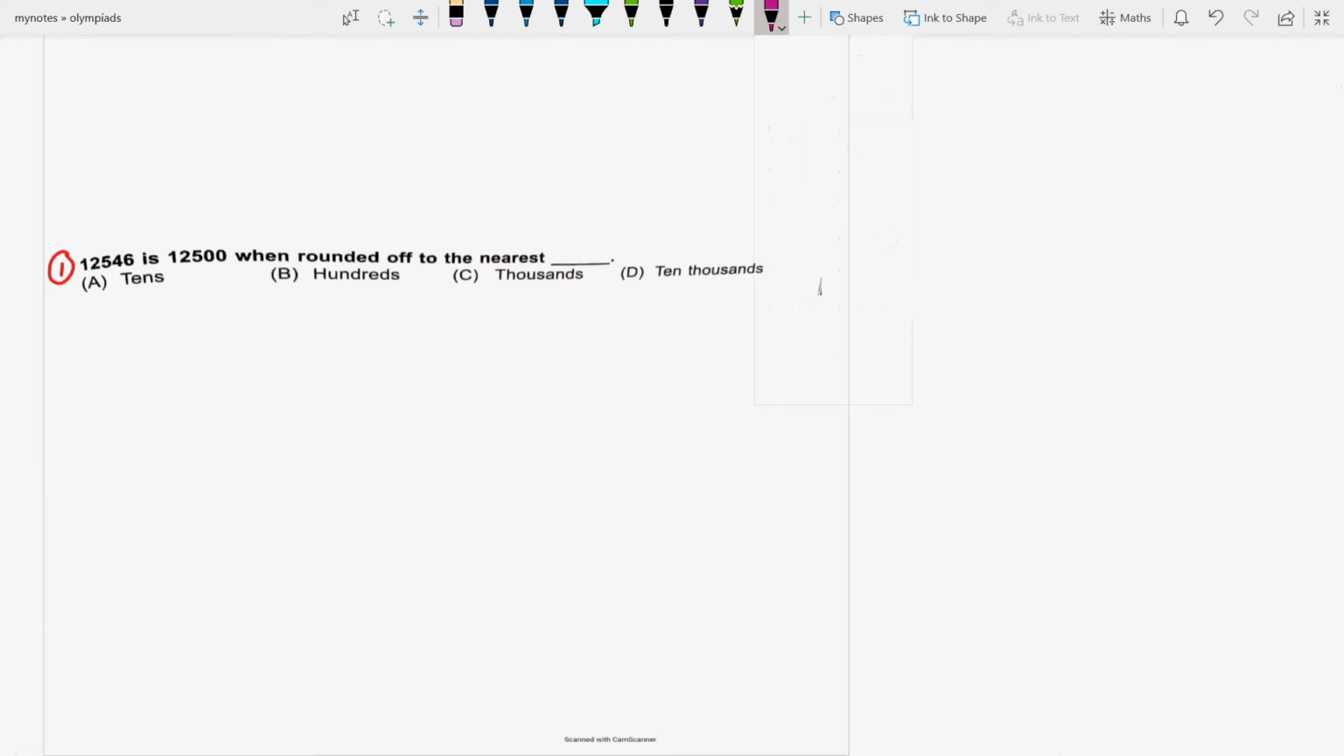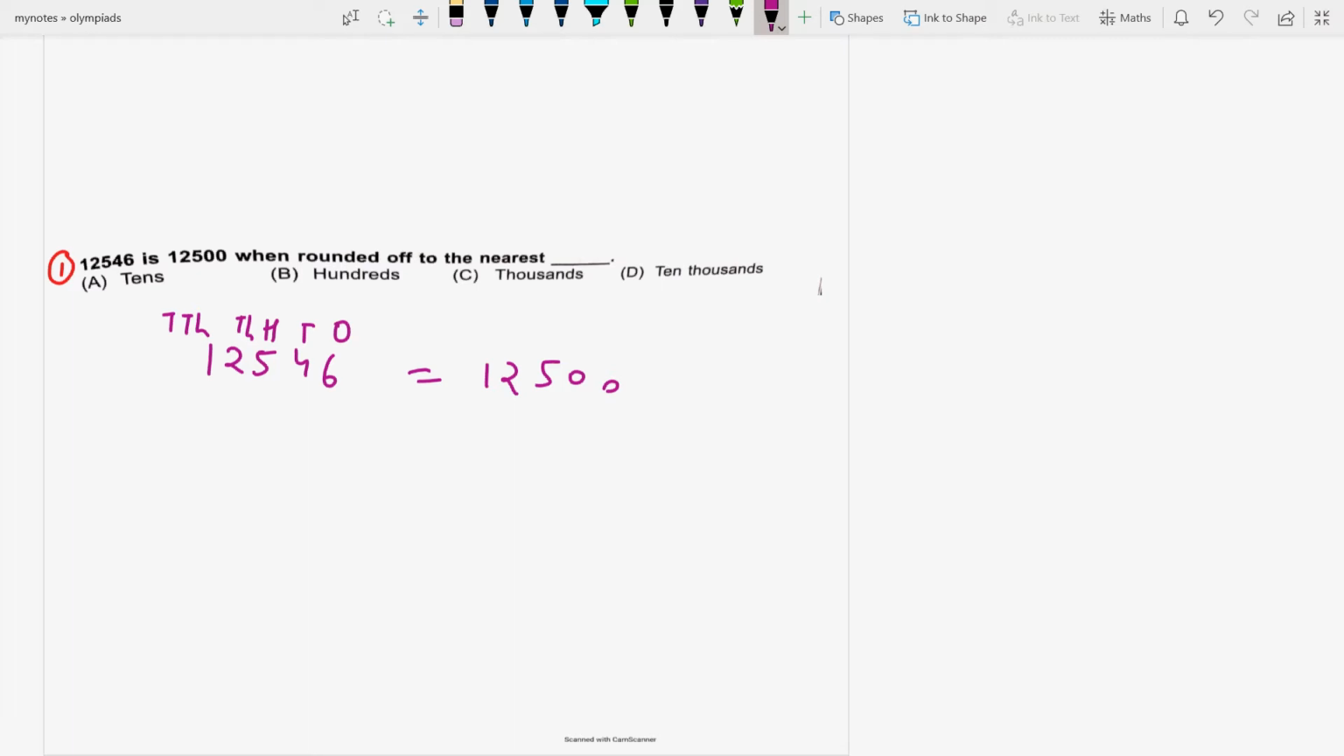First question, it is related to number sense. 12546 is 12500 when rounded off to the nearest tens, hundreds, thousands or 10,000. In this question it is asked, when rounded off, this number 12546, ones, tens, hundreds, thousands and 10,000s, and this is 12,500. When it is rounded off, it comes to the nearest value of what?